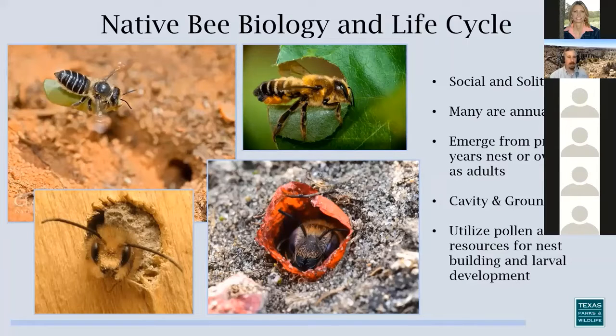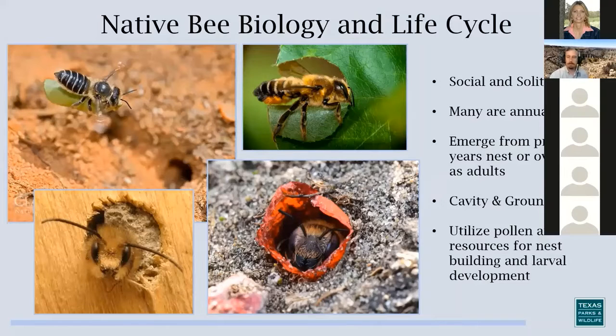Most of these species are cavity or ground nesters, and this is important, especially when we start talking about the impacts of invasives. They utilize a lot of open ground habitats of a variety of soil types, but they also use a lot of natural cavities or holes that are present in the environment. They utilize the pollen and the nectar that's available from the flowering resources, but they also use other materials. You can think of the leaf cutter bees that will also use flower petals and other things to build their nest, but also to assist in the development of their larvae, which will then turn into the next generation of bees.